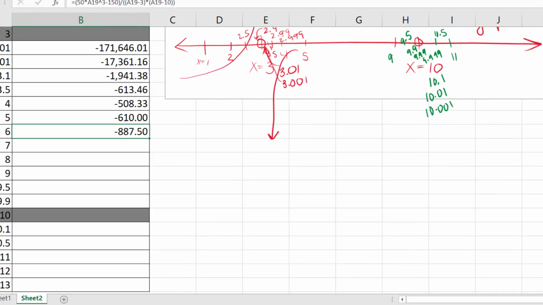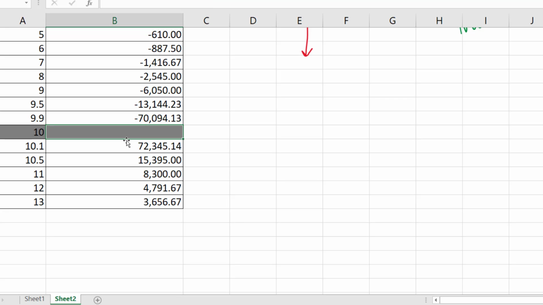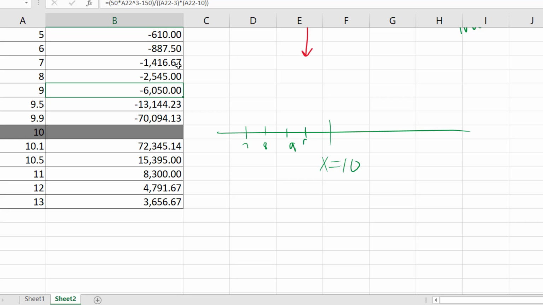So in Excel, I have 9, 9.5, 9.9, 10. It's undefined at 10. Again, I'm going to delete that value out because there is no y value. And then on the right side, 10.1 is pretty close. Okay, so what's going on here? On the left side, we see x values like 7, 8, 9, 9.5, 9.9. The y values are negative 1,000, then negative 2,500, then negative 6,000, then negative 13,000, then negative 70,000. It's going down, down, down towards negative infinity as we approach 10 from the left.